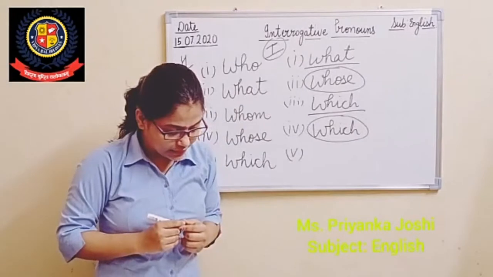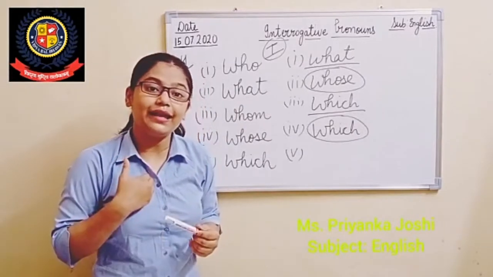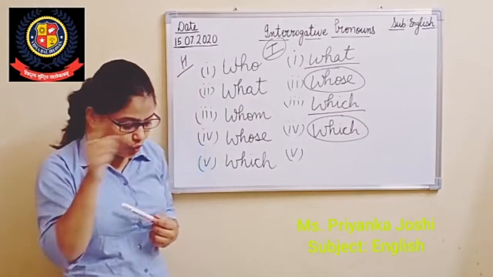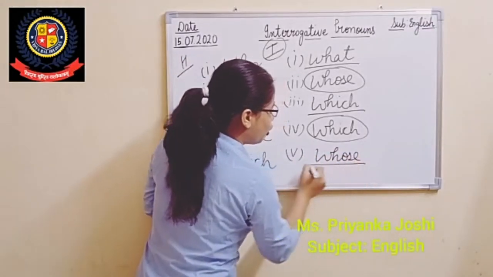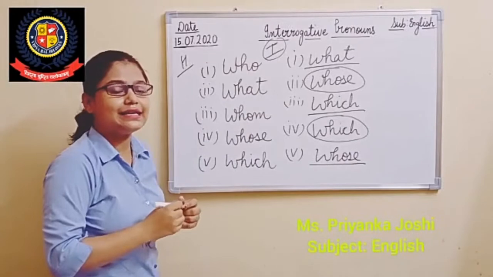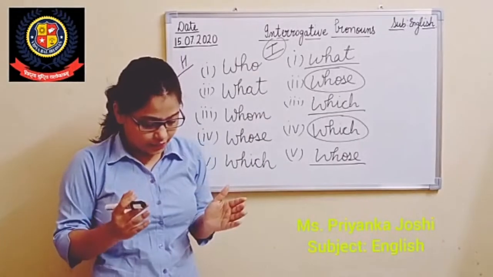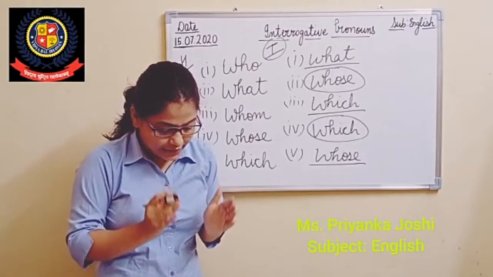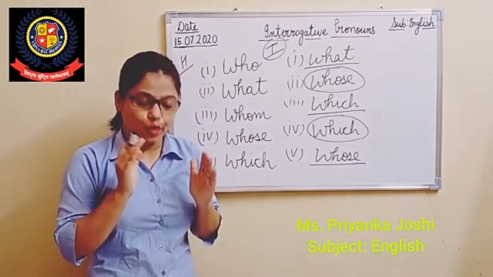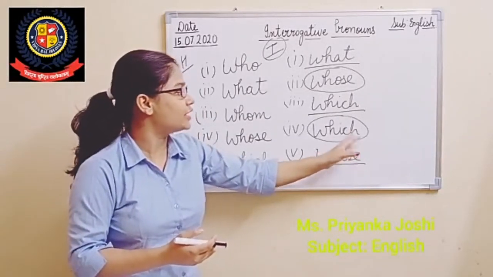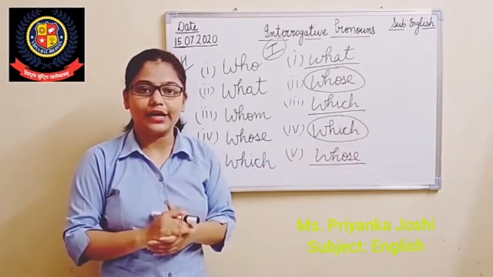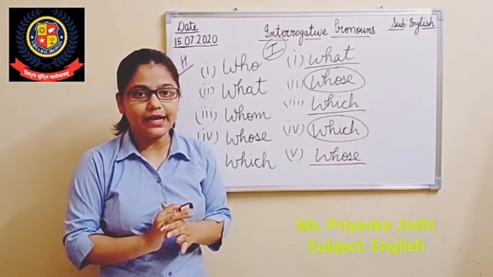Whose cat catches more mice? Mine or yours? Right? So you are going to underline whose. Right? As it is acting as a determiner. So we have underlined the interrogative pronouns with a determiner function, and we have put a circle on the other interrogative pronouns. Is it clear?